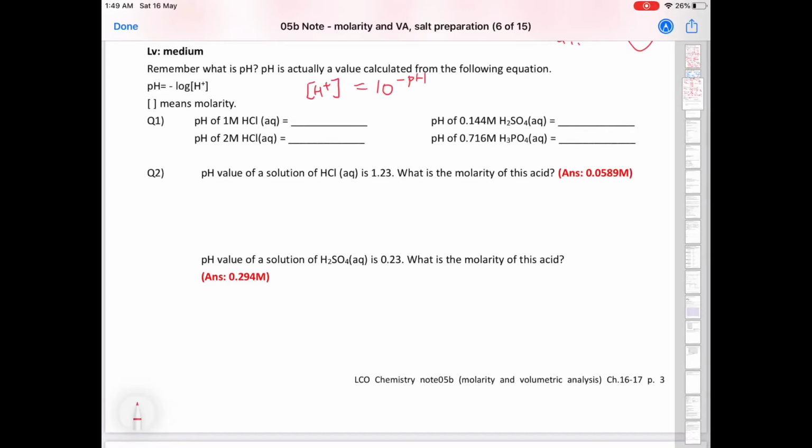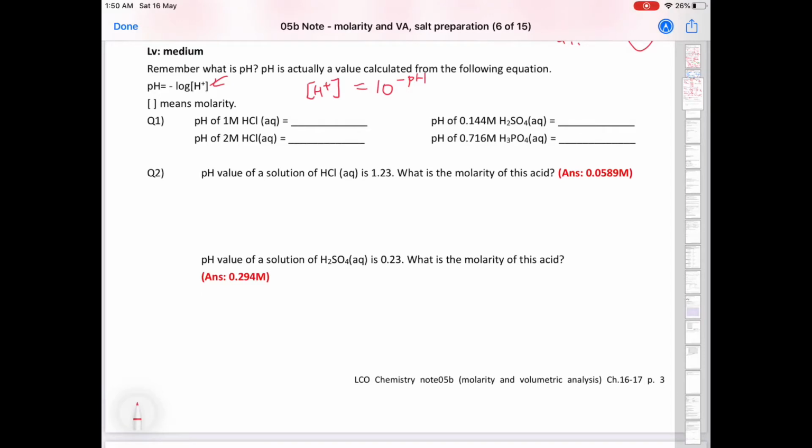And be reminded that what you put into this log function is the concentration of hydrogen ion in terms of molarity, but not other types of concentration, say for example in gram per dm cube or gram per cm cube. That is the first thing. And the second thing is that this molarity is with respect to hydrogen ion, but not the acid itself or the anion. Is it clear?